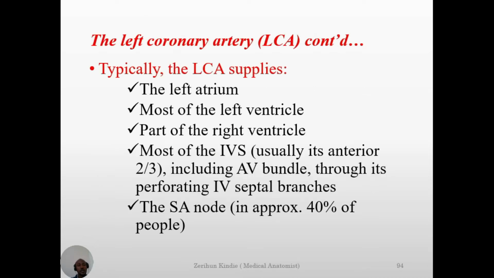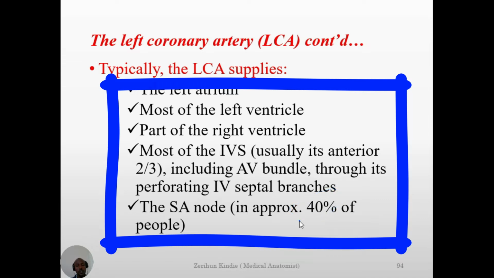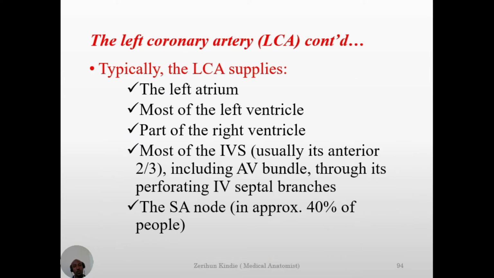The left coronary artery supplies mainly the left atrium 100% and most of the left ventricle. A little part of the left ventricle is supplied by the right coronary artery, and some of the apical or diaphragmatic surface of the right ventricle is supplied by the left coronary artery, but most parts of the right ventricle are supplied by the right coronary artery. Two thirds of the interventricular septum is supplied by the left coronary artery, but one third is supplied by the right coronary artery. As I told you, 60% of SA nodes are supplied by the right coronary artery, but in 40% of people the SA node is supplied by the left coronary artery. So we should know which artery supplies which parts of the heart.